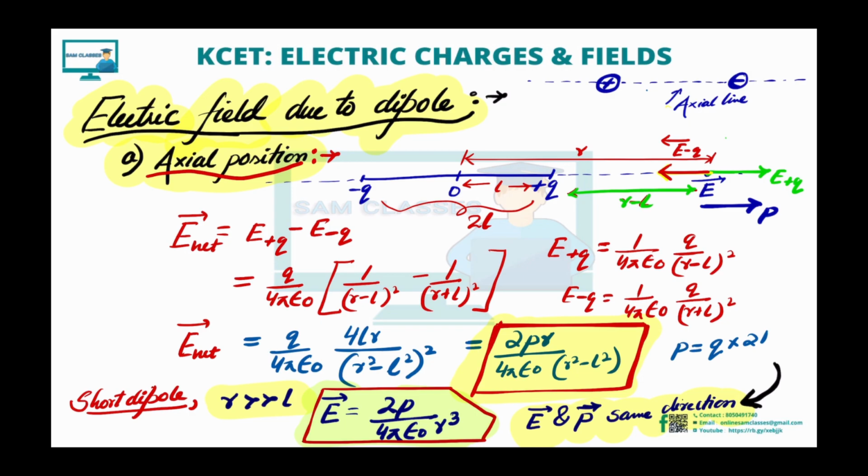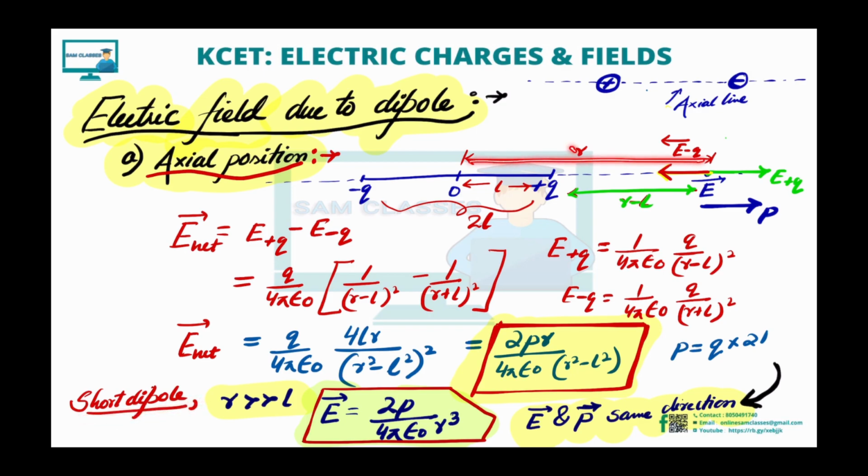Now what we have to understand in this is that E and P are both in the same direction. We know the direction of the dipole moment is from the negative charge to the positive charge. Here also it is the same thing. The direction of the net electric field is the same as that of the dipole moment. So P and E are in the same direction. This concept we'll be using and solving a lot of KCET problems.